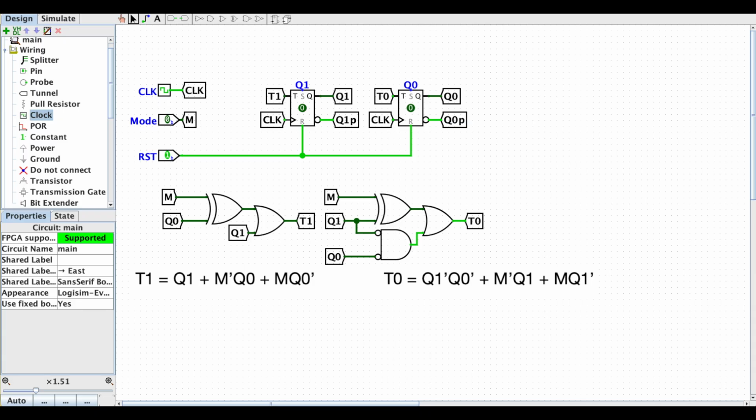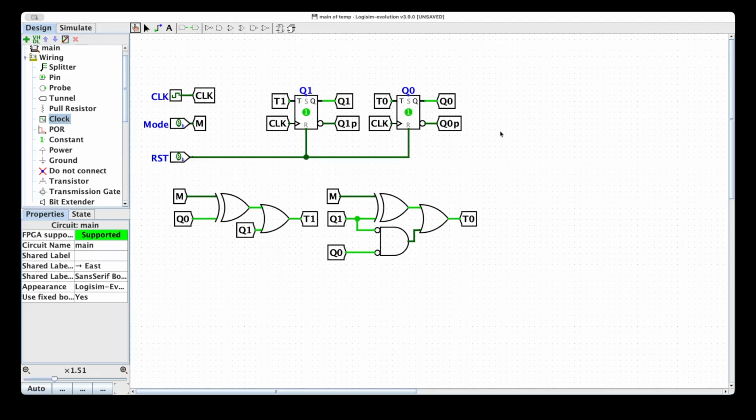And it's pretty apparent how these two equations can be put into circuitry. We just have the XOR ORed with Q1. And then for T0, it's the same situation, except we have Q1 prime and Q0 prime instead of just Q1. And of course the XOR being with Q1 instead of Q0. And now we just hook these up to our 2 T flip-flops, and now we have our final circuit.